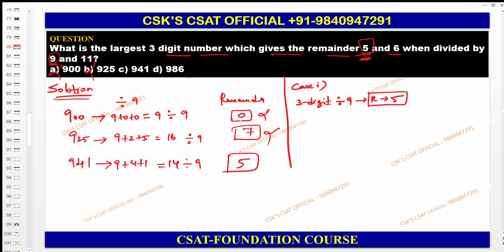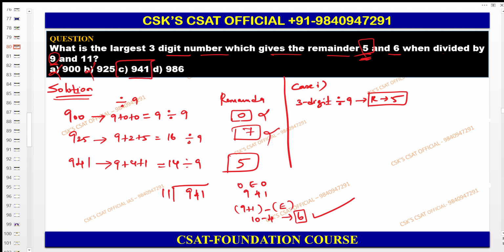Remainder as 5. So after finding this, the same number has to be divided by 11. Check whether this gives you the remainder as 6. You know the divisibility by 11 concept also. What is the divisibility by 11 concept? Odd, even, odd. Sum of the odd minus even. So that is the logic here. 10 minus 4, which gives you 6. Yes, correct. So therefore 941 satisfies both the conditions. So therefore 941 is the answer for this question.